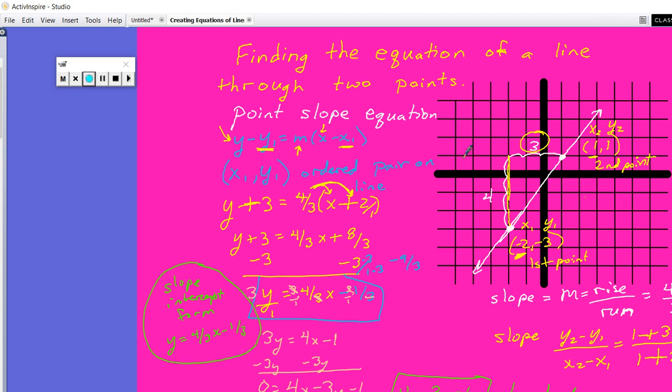So that's the equation of the line going through those 2 points using the point-slope equation, and then writing it in slope-intercept form and standard form. So again, in standard form, x and y are on the same side, and x is positive without any fractions.